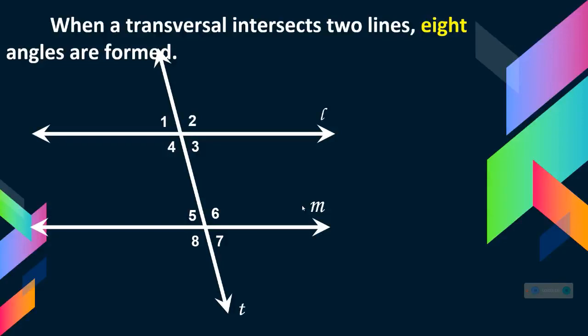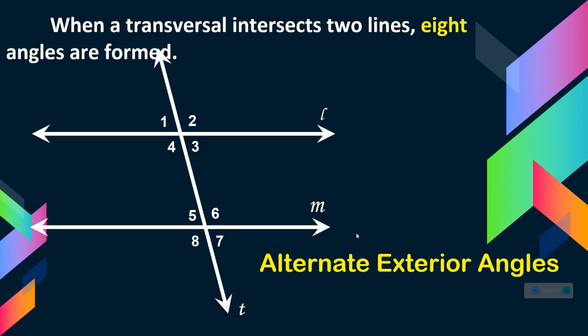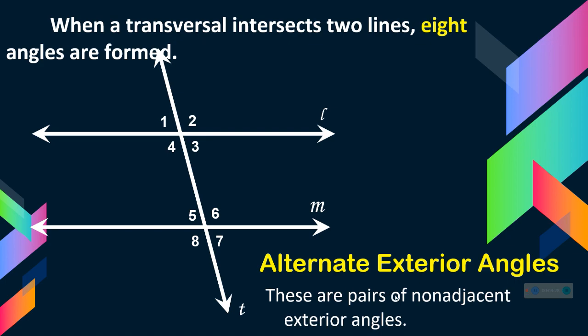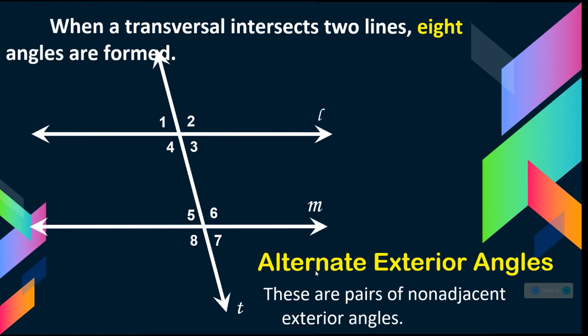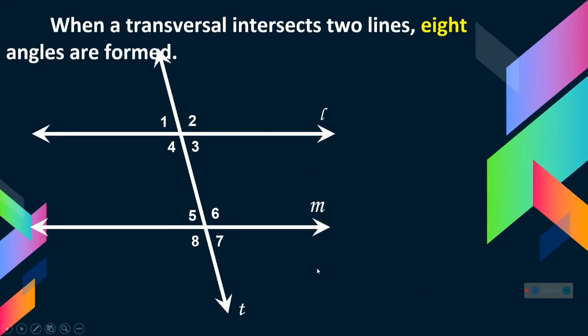Let's have now another angle pair. We have the alternate exterior angles. These are pairs of non-adjacent exterior angles. So, focus now on the exterior angles. That is the first pair of alternate exterior angles, and another pair is this one. Again, those are the alternate exterior angles. Let's now proceed with the next.